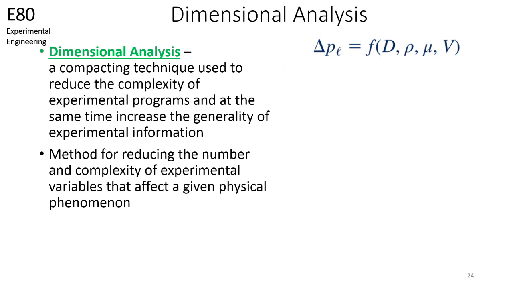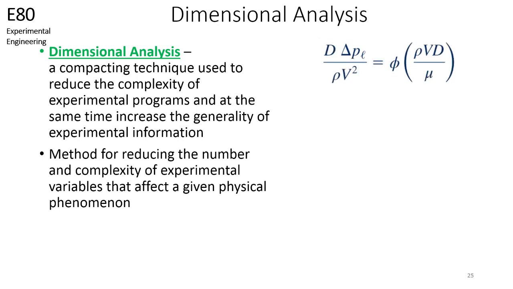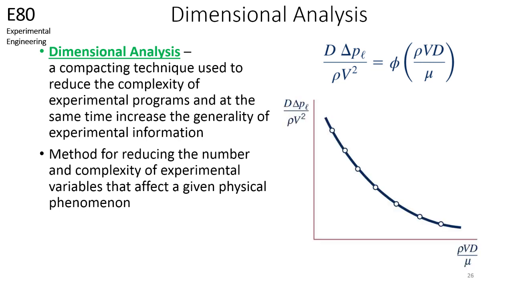Here is a much simpler approach to this problem. Rather than working with the original list of variables, we can collect them into two non-dimensional combinations of variables called dimensionless groups, which is shown here. Instead of having to work with 5 variables, we can now focus on just 2. An experiment could be carried out where rho Vd over mu could be varied and d delta p sub L over rho V squared could be determined. The results of this experiment could then be represented by a single universal curve shown here.